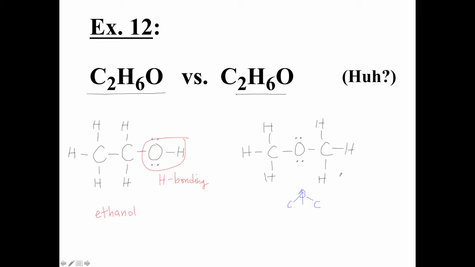This, by the way, is a molecule called dimethyl ether. And because of the O between the two carbons, it's going to be polar, but it does not have hydrogen bonding. And so as a result, we have two different molecules, dimethyl ether and ethanol, that have slightly different properties, and because of the strong hydrogen bonding, the ethanol is actually going to have stronger intermolecular attractions.